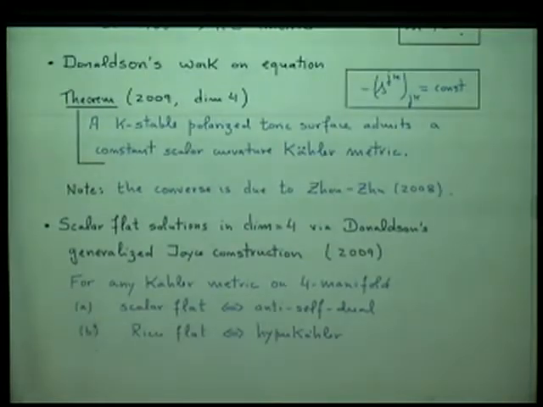So the first is the work of Donaldson on this equation. So it's the scalar curvature in this setting with action angle coordinates, the scalar curvature being equal to constant. And he used this action angle coordinate setting to prove in 2009, before all these more recent developments regarding constant scalar curvature metrics, that a K-stable polarized toric surface admits a constant scalar curvature Kaehler metric. And the converse is due at about the same time to Zhu and Zhu, a bit earlier, 2008, this was 10 years ago, this was 2009.